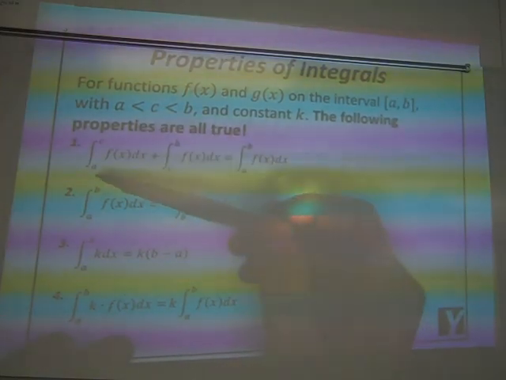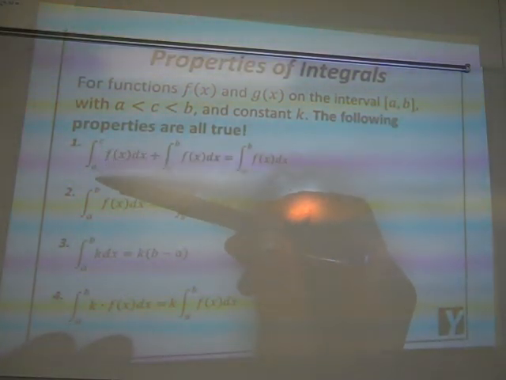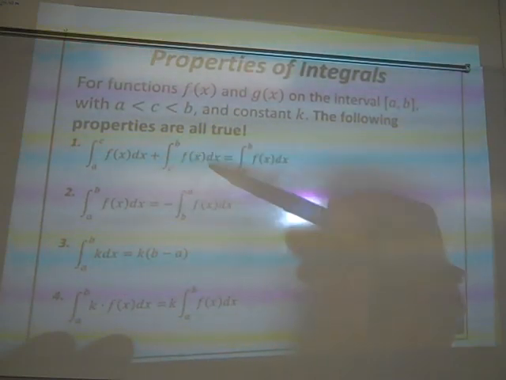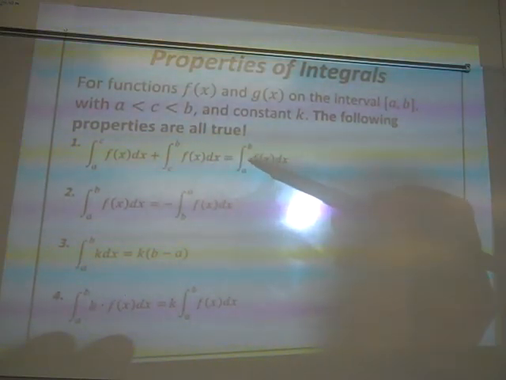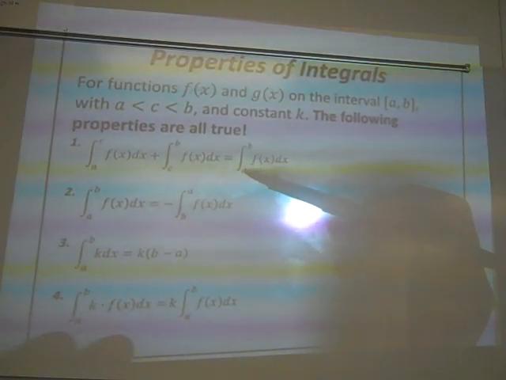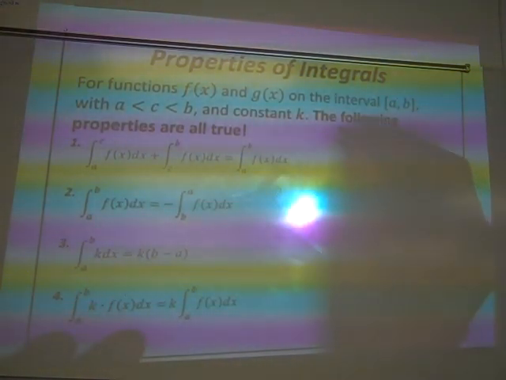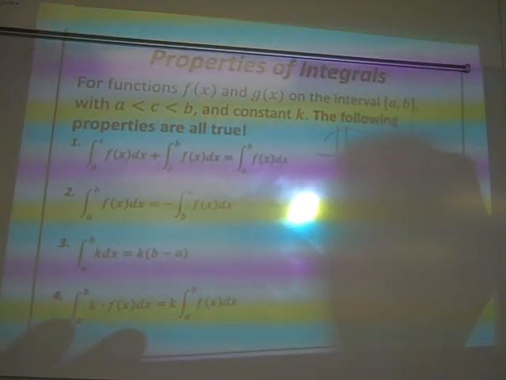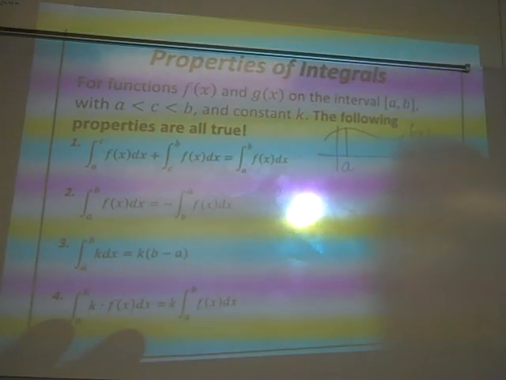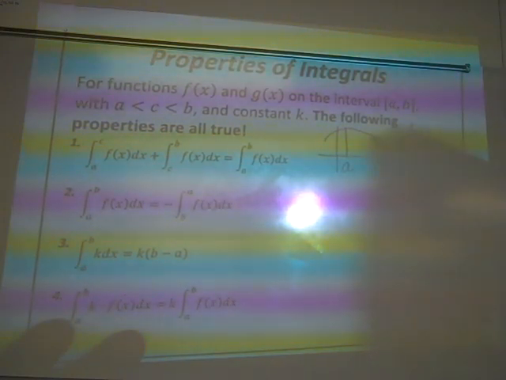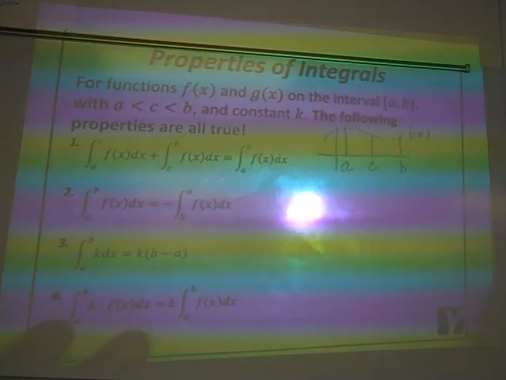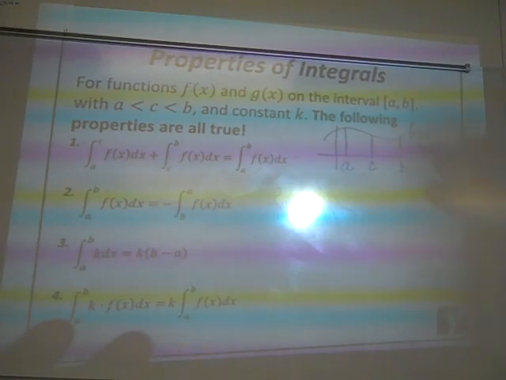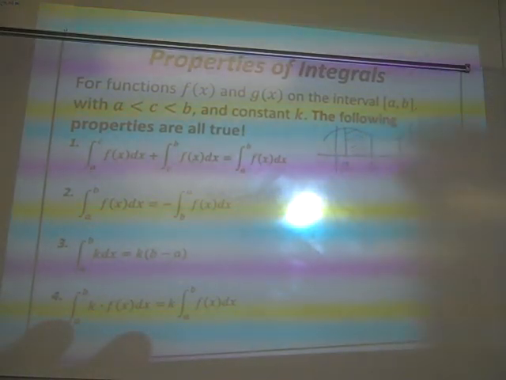The first one says, if I find the definite integral from a to c of f of x, plus I find the definite integral from c to b of f of x, then it's actually the same thing as finding the definite integral from a to b of f of x dx. Let's get a little picture here. So here's f of x, here's some point a, here's some point b, and here's some point c in between. This first integral says find the area from a to c of that function. Well, that's this piece over here.